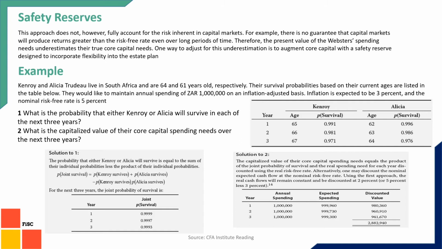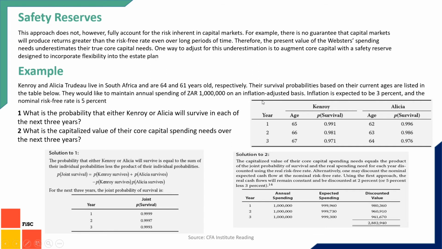Now there is an example. There is an example in the CFA curriculum which we have used here. So there are two people, Alicia and Kenroy, living in South Africa, aged 64 and 61 years old. Their annual spending is 1000 rand. Inflation is 3% and the nominal risk free rate is 5%. Okay, so on an inflation adjusted basis, their spending is 1000. And that's why we have to understand which rate we have to use, 2% or 5%.